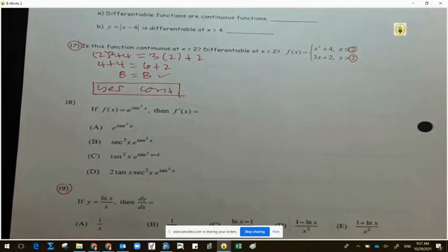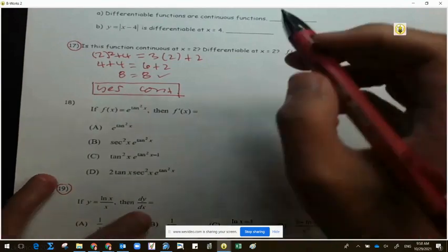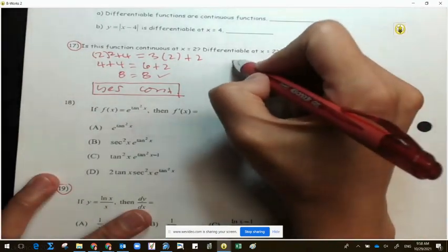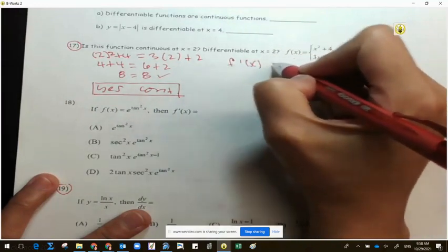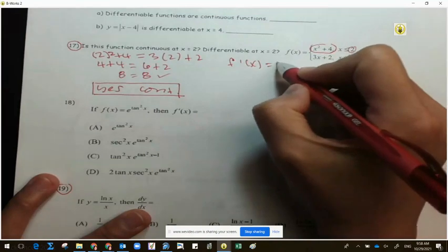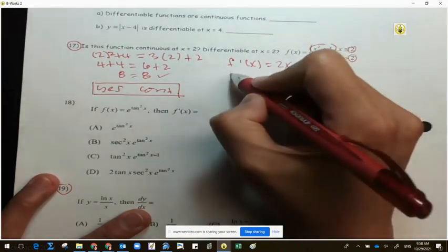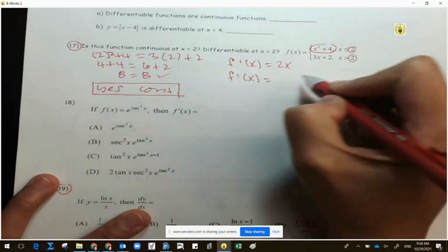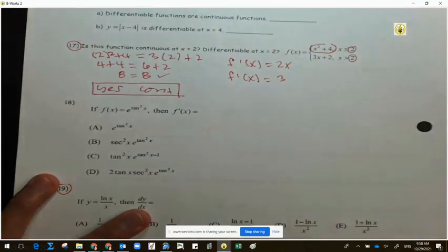And the second one says, is it differentiable? That means when I find the derivative and plug in the 2, do I get the same slope? So let's find our derivative, f prime. What is the derivative of my top, x squared plus 4? 2x. What is the derivative of the bottom? 3. So now I need to plug in the 2.